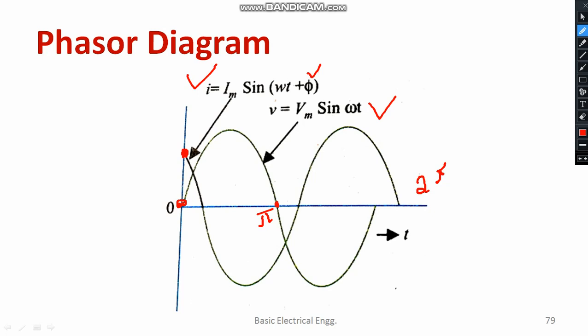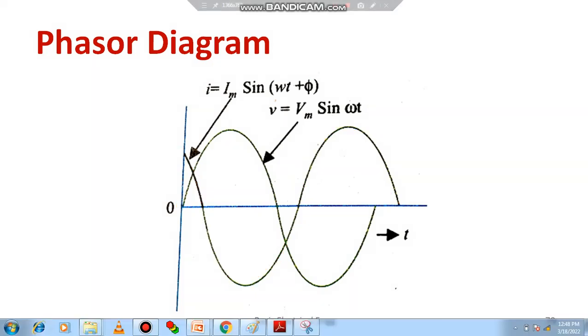So current will be marked in this fashion. Look at this, it is very clear. Fine. So you can draw in this fashion. Current leads. So this is actually the phasor diagram.